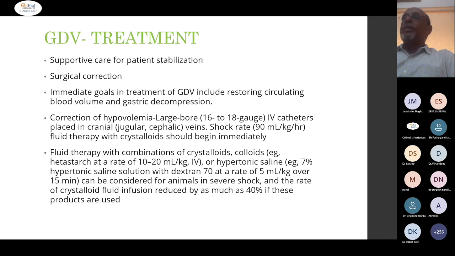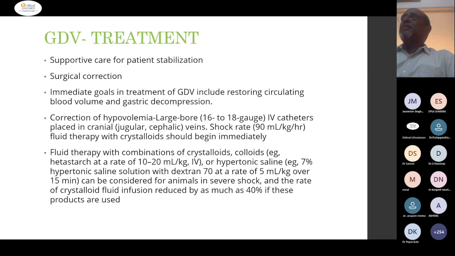Correction of hypovolemia is done by IV catheters, 16 to 18 gauge IV catheters, placed in the cranial jugular and cephalic vein. Most important, please take a note down. It should not be done in the hind limbs, the saphenous. It should be done in the jugular or cephalic because the vena cava is rotated and it is blocked. It will not go for circulation. It will cause more problems. So you will have to go for the jugular or cephalic vein.